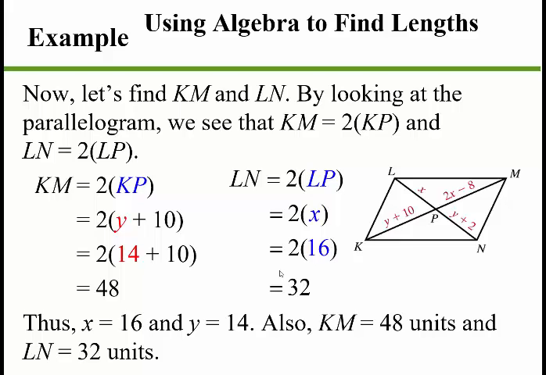All right, so thus x is equal to 16 and y is equal to 14. So KM is 48 units and LN is 32 units.